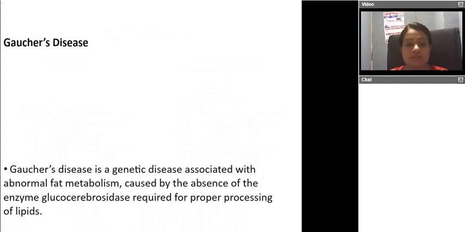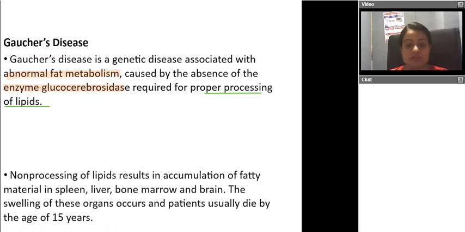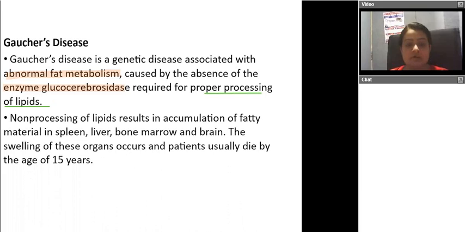Next is Gaucher's disease. It is also a genetic disease which is associated with abnormal fat metabolism and is caused by the absence of the enzyme glucocerebrosidase. Enzyme glucocerebrosidase is responsible for proper processing of lipids in our body. Non-processing of lipids results in accumulation of fatty material in spleen, liver, bone marrow, and brain. Thus, these organs swell and the patients die by the age of 15 years.